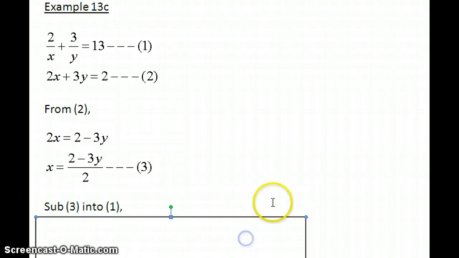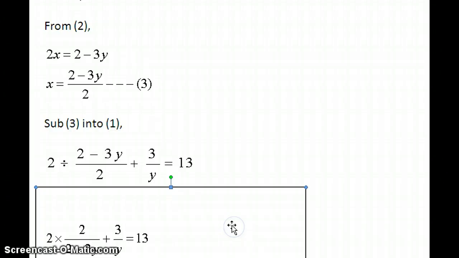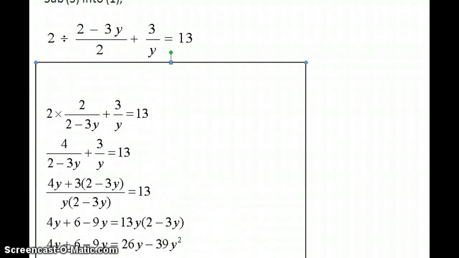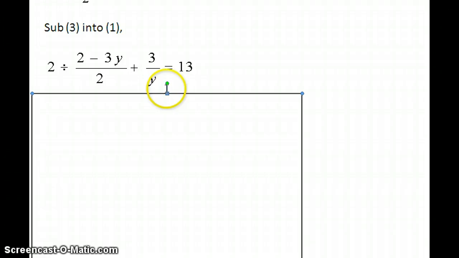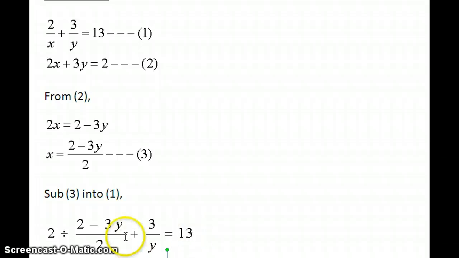So substituting 3 into equation 1, I will get, okay, you get this. Please note that I haven't really done much manipulation. Actually, I have not even done any manipulation. I've just substituted x, and this is the value of x. I didn't want to complicate things by having so many layers, so I actually put a division sign here. So this is 2 divided by x from equation 1.